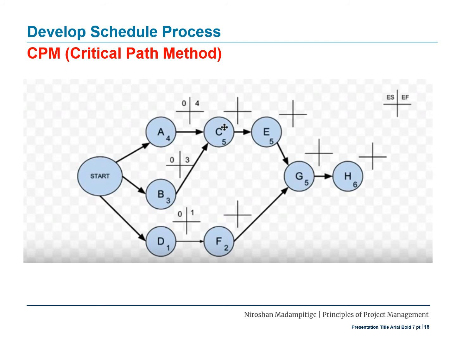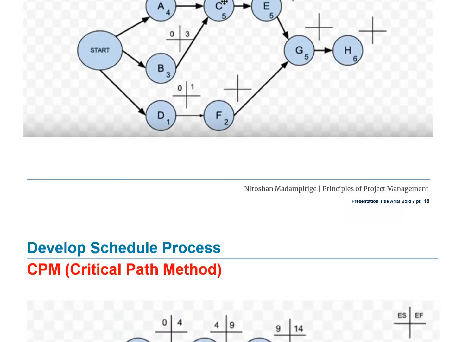Then early finish. What is the earliest you can finish this activity? If you start it as the project starts, you can finish this in 4 days. That is the earliest finish this can be done. So you put number 4, that is the duration needed for this activity. Similarly, you calculate the early finish for each activity here. Then let's move on to the next.